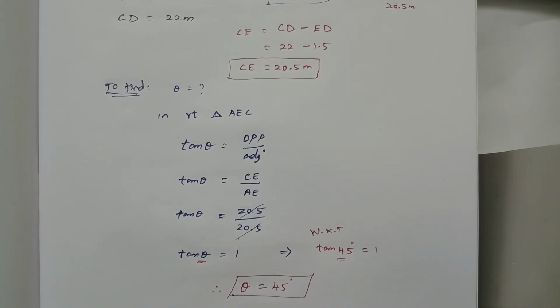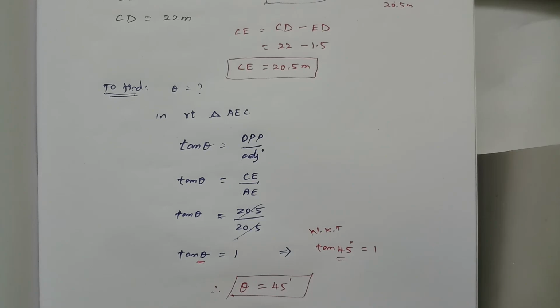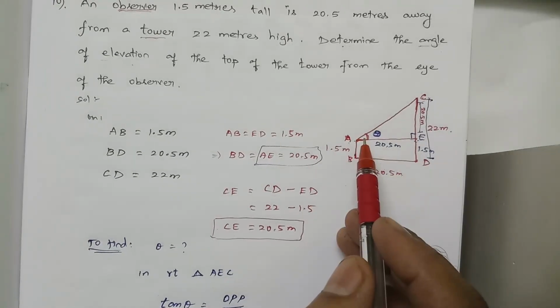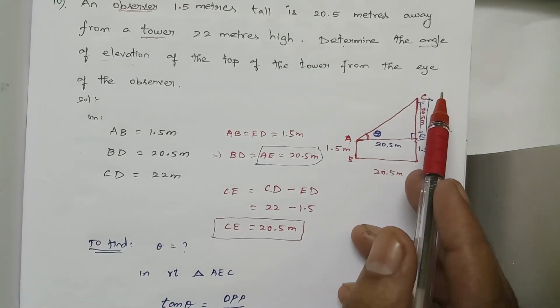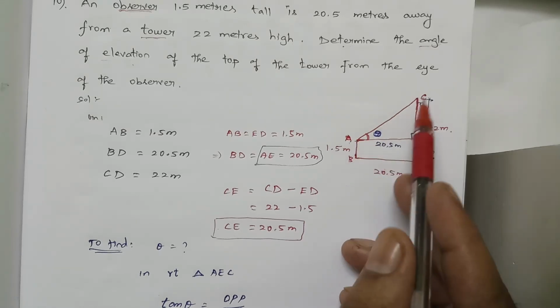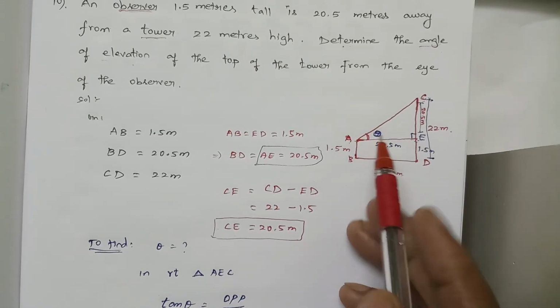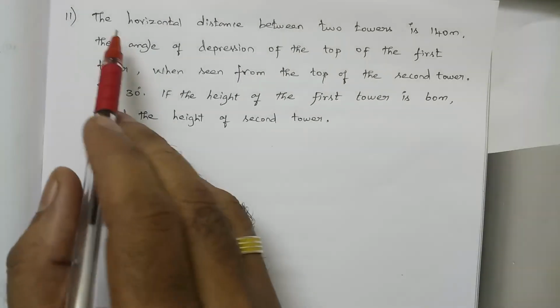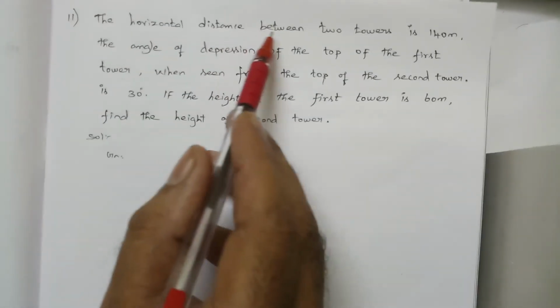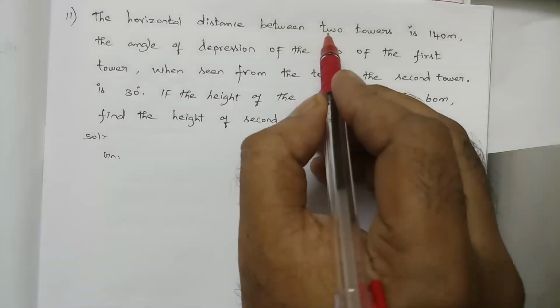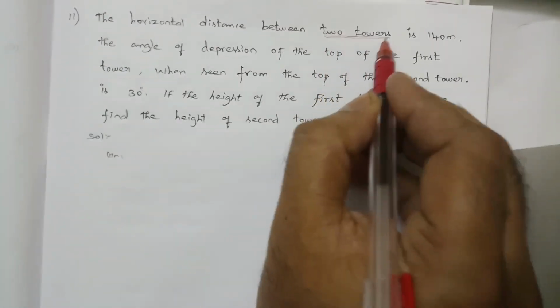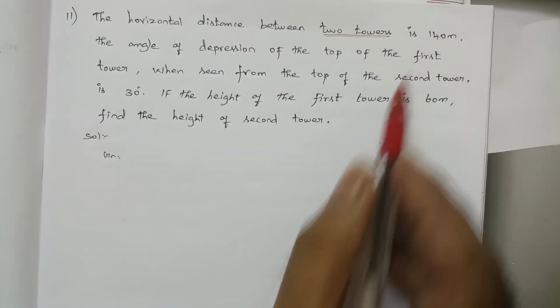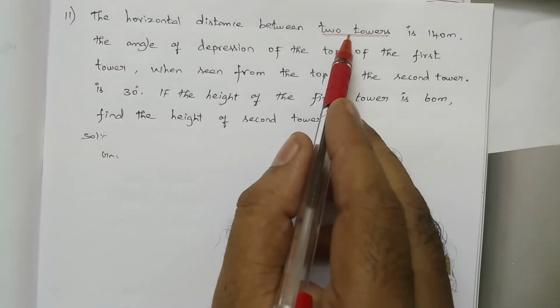Therefore, the angle of elevation of the top of the tower from the eye of the observer is about 45 degrees. Next, sum number 11. The horizontal distance between two towers is 140 meters. They are talking about two towers.